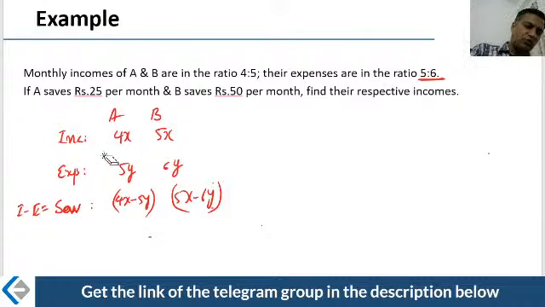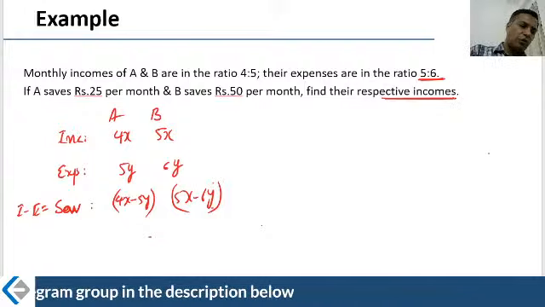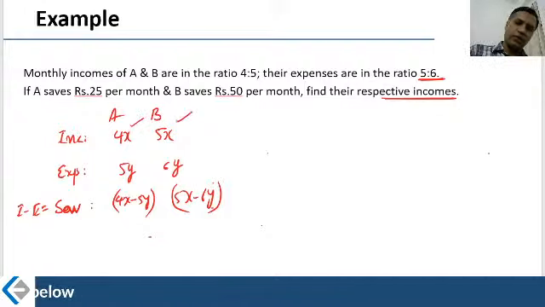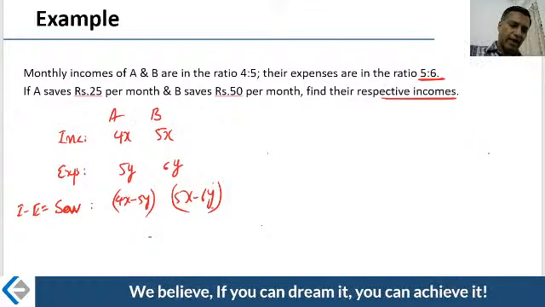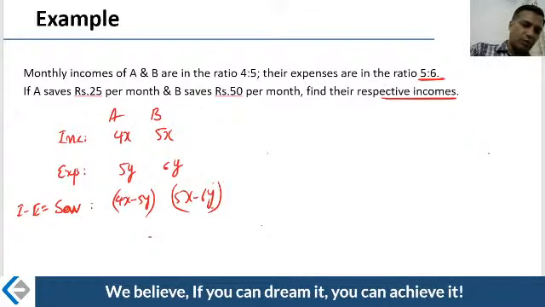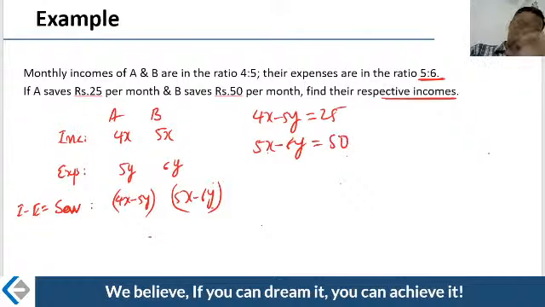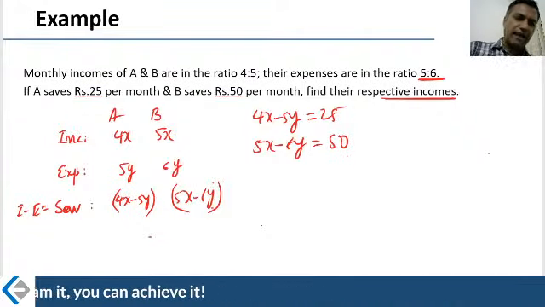Now, one way of doing it is what? You can find the value of x, find the respective incomes. Incomes can be found out once you get the value of x here. This question is pretty simple, but I'm teaching the approach out here. I can solve these two equations. The puristic approach looks like this: 4x minus 5y is equal to 25. Very good. Then you will say 5x minus 6y is equal to 50. Can I solve? Absolutely, you can solve, and you can get the values of x and y.